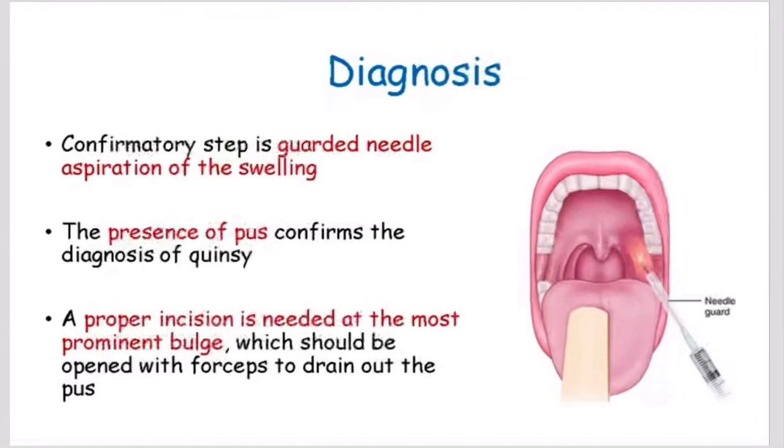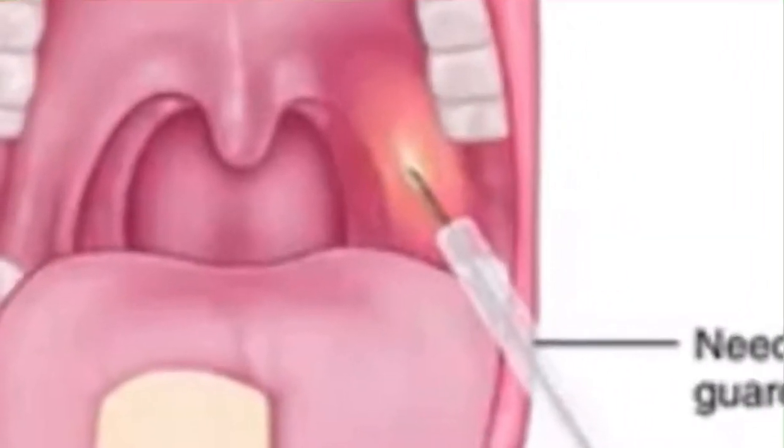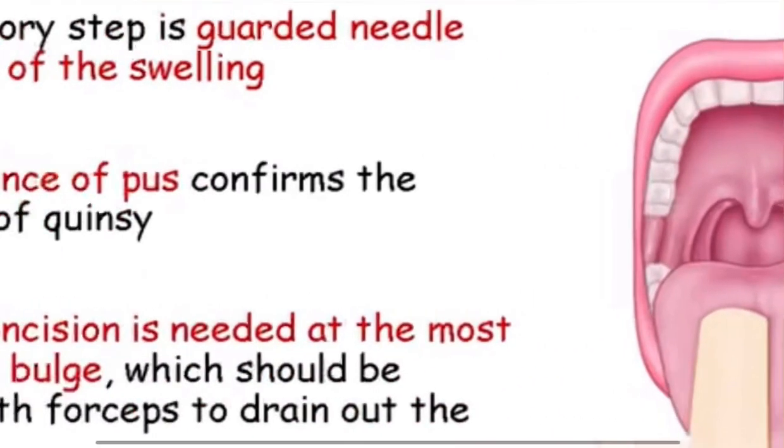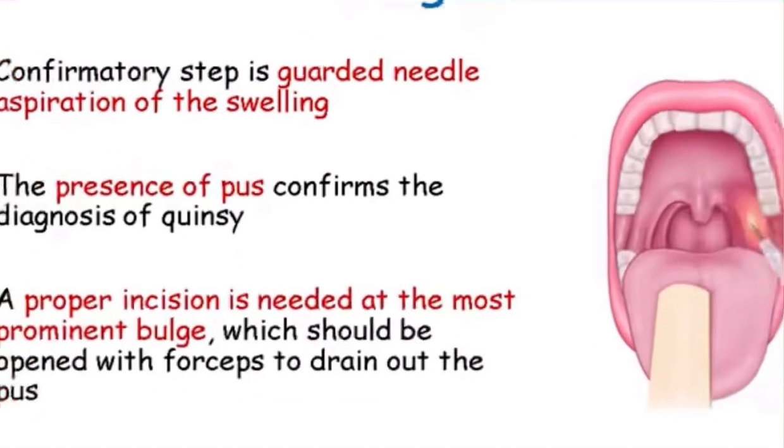A proper incision is needed at the most prominent bulge. Guys, you can see here the needle guarded very carefully. They are going to do the incision at the most prominent bulge, which should be opened with the forceps to drain out the pus. So you can see here, when they are doing an incision, it has to be opened with the forceps so that the pus can be drained out.